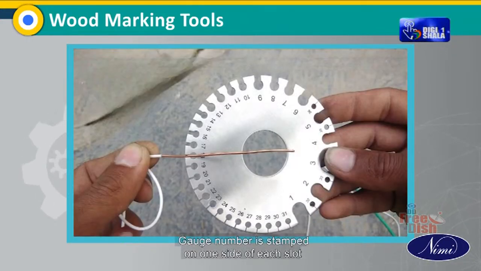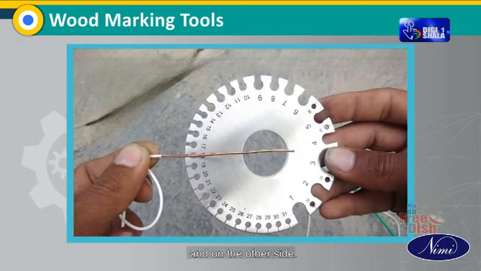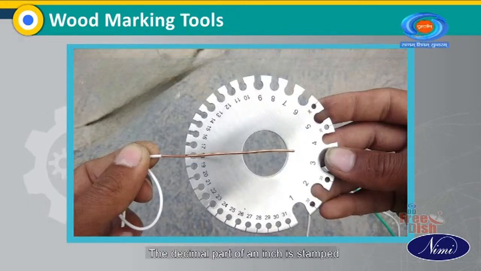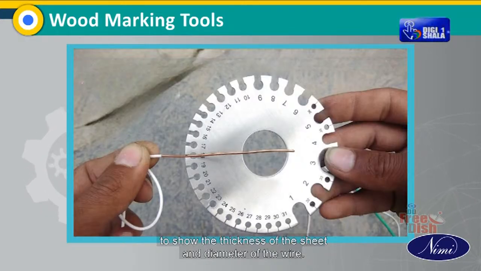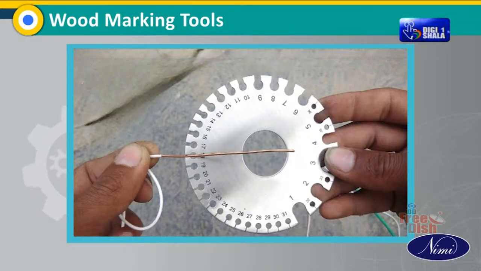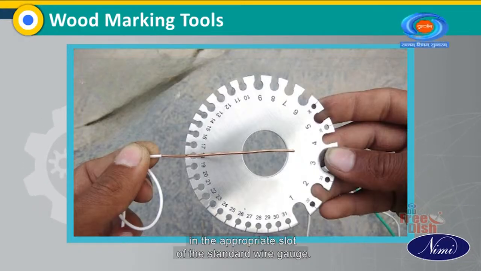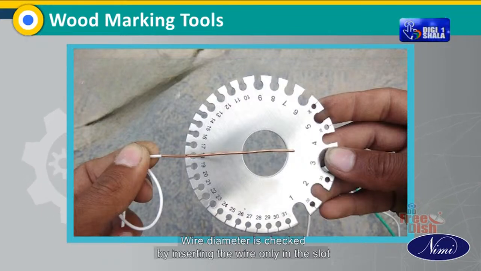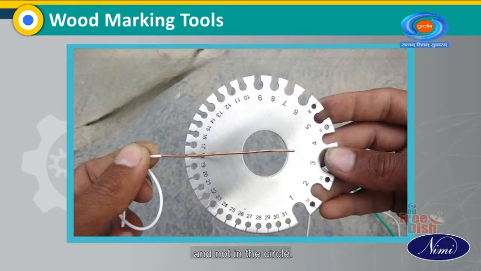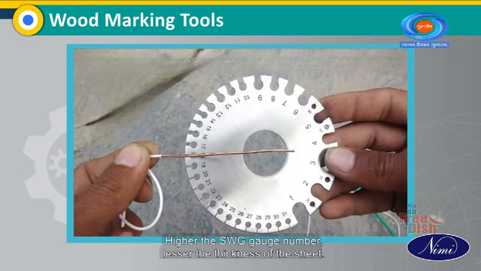Gauge number is stamped on one side of each slot and on the other side, the decimal part of an inch is stamped to show the thickness of the sheet and diameter of the wire. Thickness of the sheet is checked by inserting the edge of the sheet in the appropriate slot of the standard wire gauge. Wire diameter is checked by inserting the wire only in the slot and not in the circle. The higher the SWG gauge number, the lesser the thickness of the sheet.